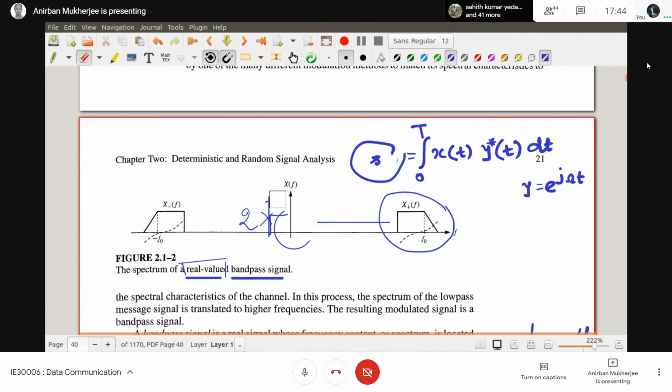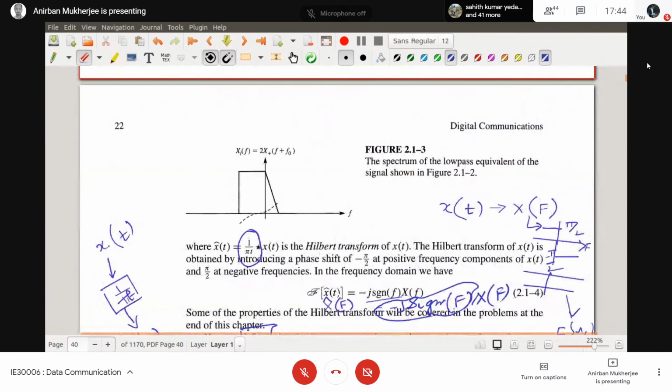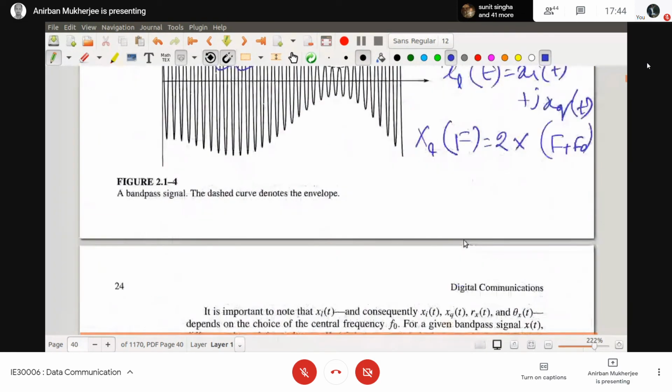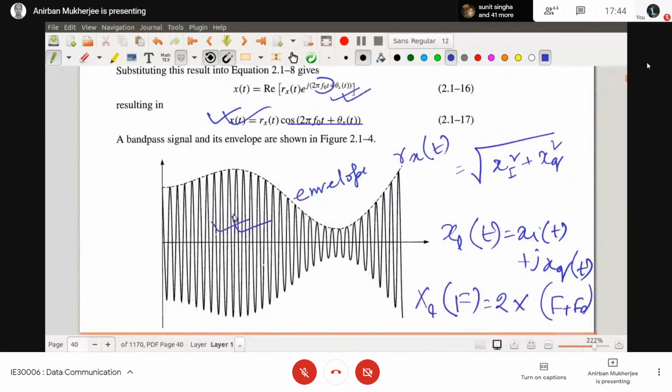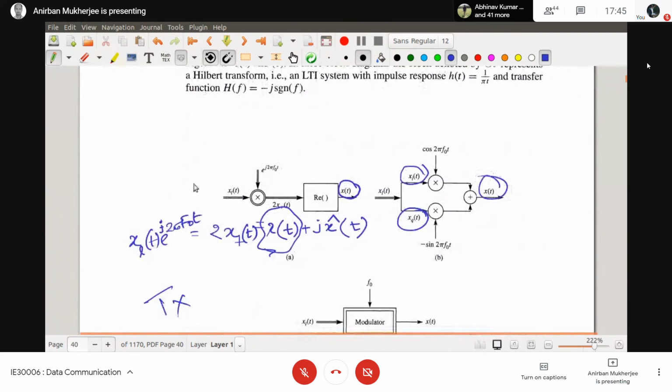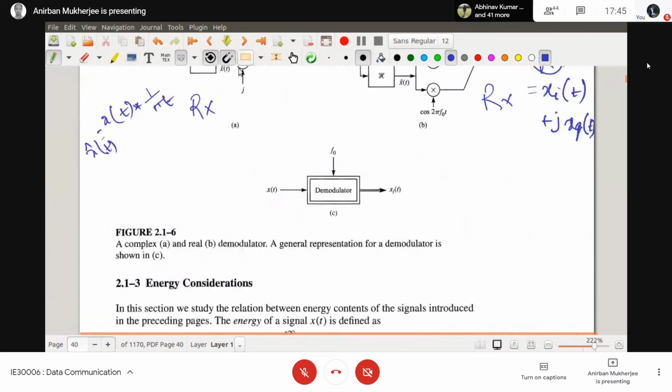Yes, sir, understood. So that means, and see, this is the high frequency portion, and the envelope is only the top one. You just add the peaks and it will come like that. Now, this is my modulator block, and this is my demodulator block.